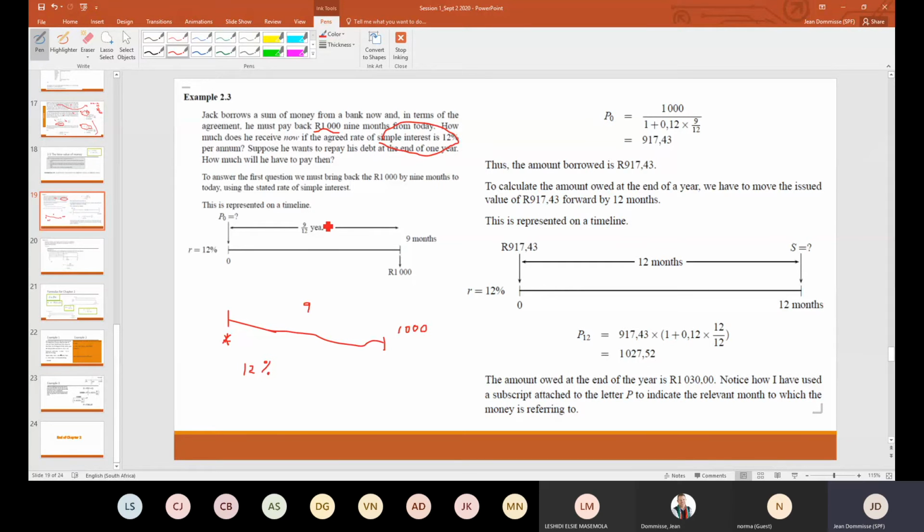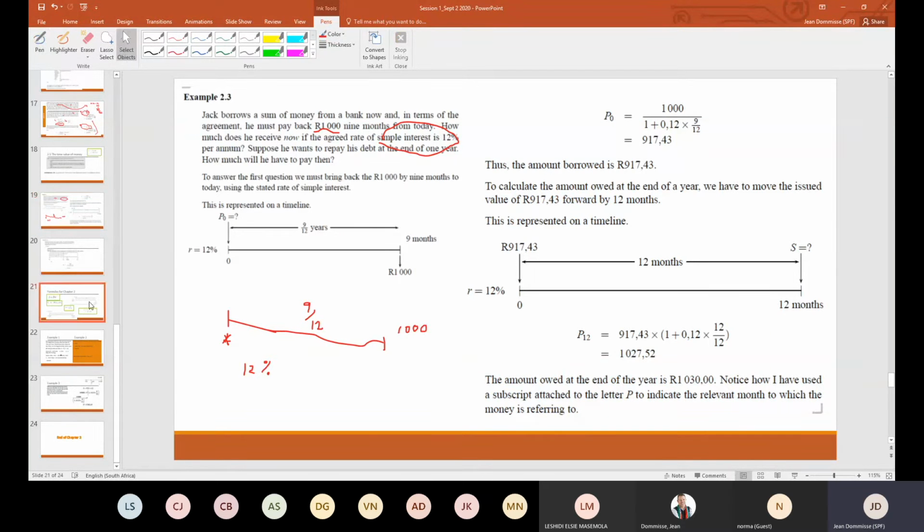So they told us 9 months. They don't need to repeat it again, but they did say it there, 9 months. So we need to basically use the term as 9 divided by 12. Okay, so we need to get to the present value.